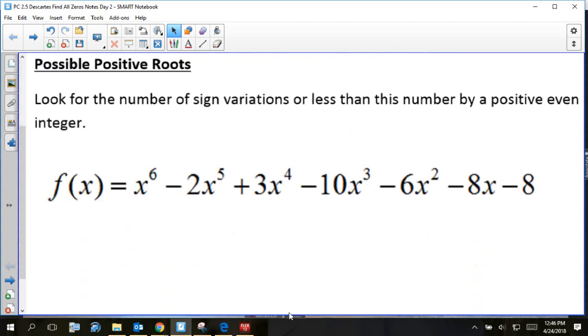So first we're going to find the possible positive roots. We're going to find the maximum of possible positive roots. The positive root would be like when you graphed it.